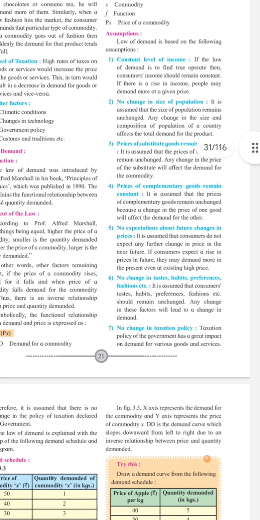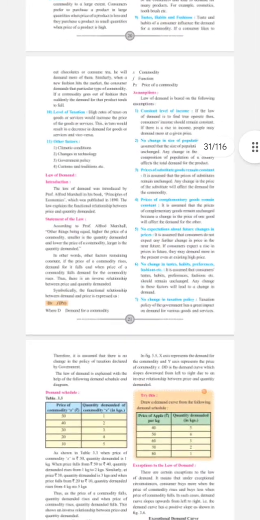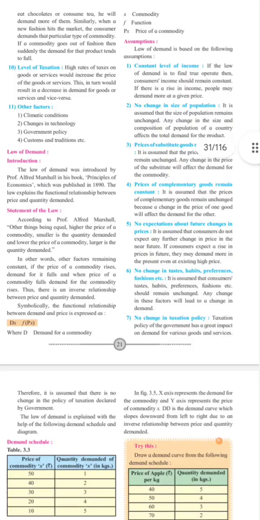So these were a few assumptions mentioned here. Thus demand analysis explains the relationship between price and quantity demanded. It also helps us understand various forms of demand and the factors affecting consumer behavior. So this was the first part. In the next part we will study the demand schedule, exceptions to the law of demand, and different types of changes in demand. So see you in the next part.